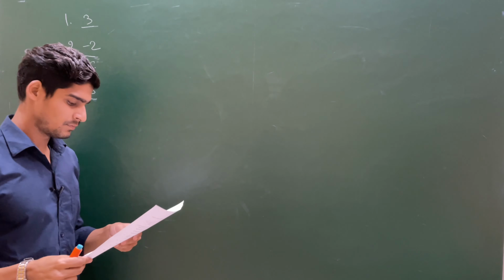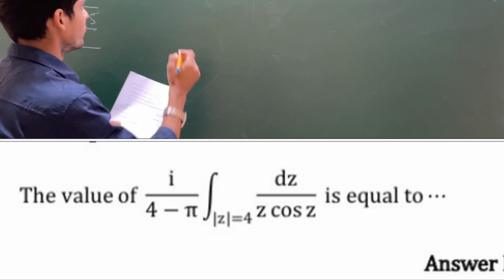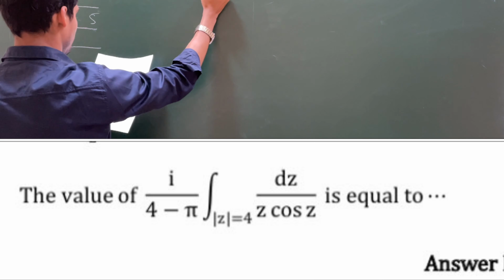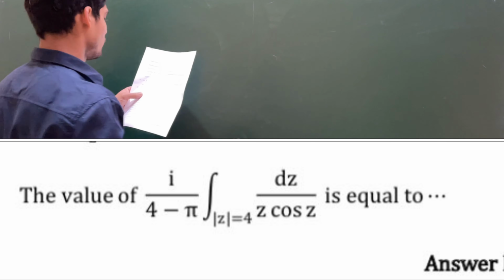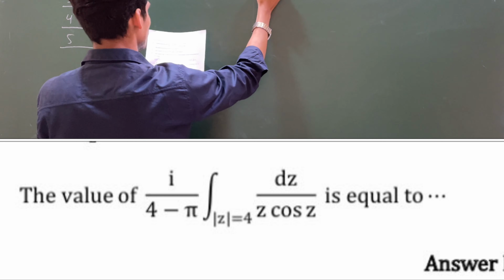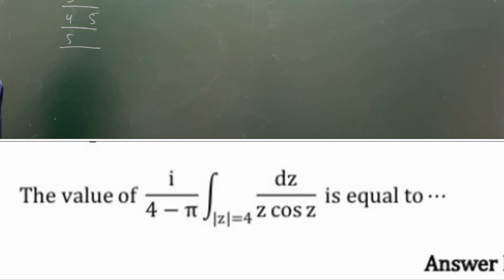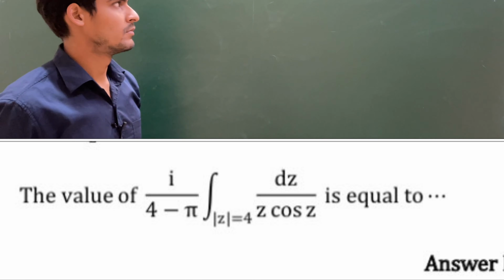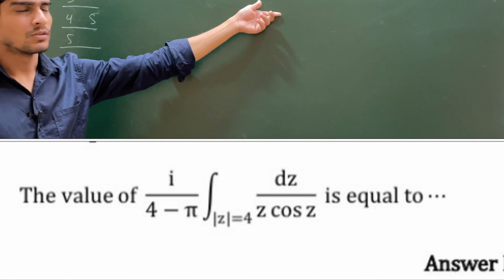Now, the next question and the last question: the value of the integral i upon 4 minus pi, integral over the circle of radius 4 centered at 0, dz over z cos z. Can you use the Cauchy integral formula? If you try to use the Cauchy integral formula, you will not get that form.